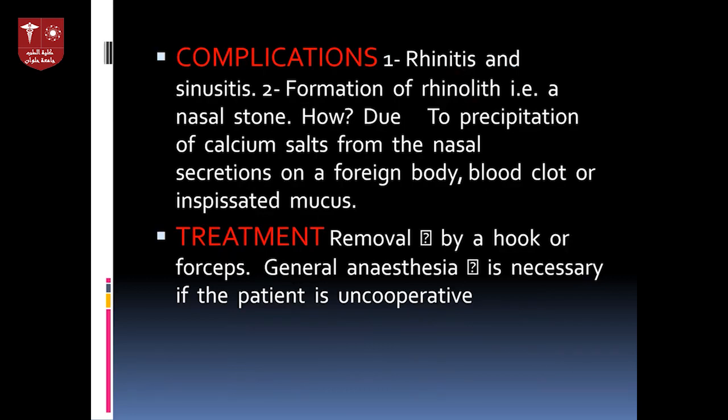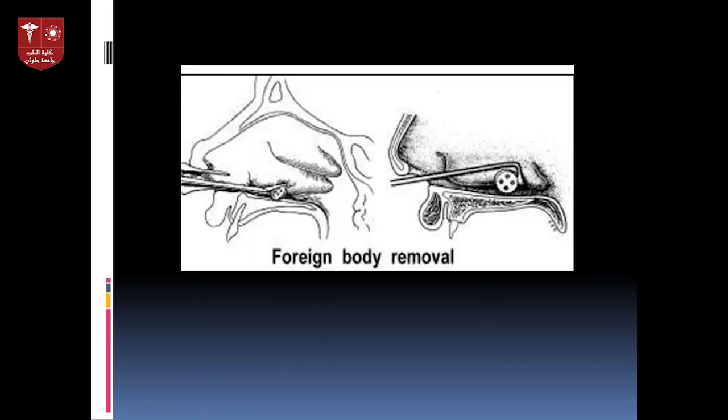What are the complications of a foreign body? What happens if you just leave a foreign body? Rhinitis and sinusitis, of course. Formation of a rhinolith. What is a rhinolith? A rhinolith is a nasal stone. There is precipitation of calcium salts from the nasal secretion on a foreign body, blood clot, or inspissated mucus. The treatment is removal by a hook or forceps. General anesthesia is necessary if the patient is uncooperative. Here is removal of a foreign body using a hook.